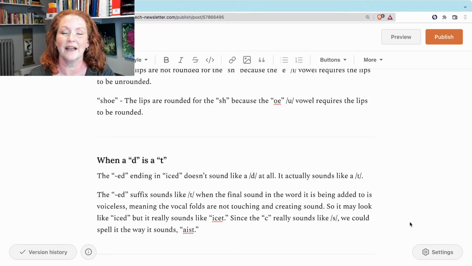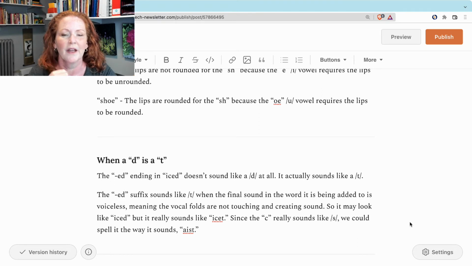Because when you say ice, the final sound is an S. It looks like a C because English spelling is crazy. The C can be an S or a K, but the sound is S, and that is voiceless. There's no vibration in the vocal folds.